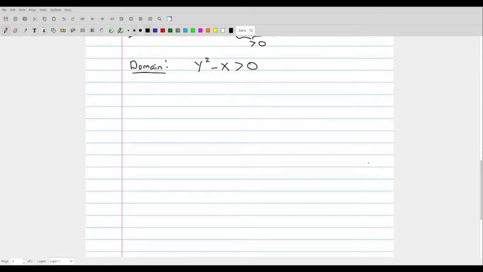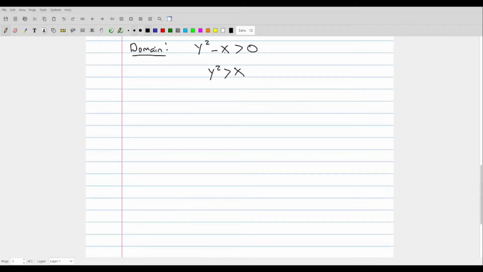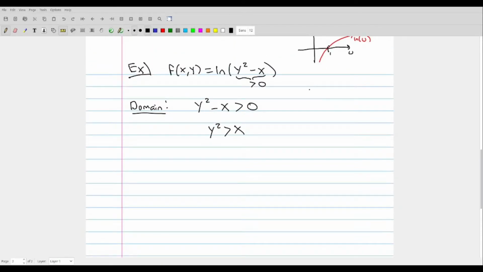And all of the points where y squared minus x is greater than 0 are going to be all of the points that allow the function to be defined. So this means that y squared is greater than x, if we add x to both sides of this inequality. And just like for the previous example, we can go through and make a drawing of what this means.